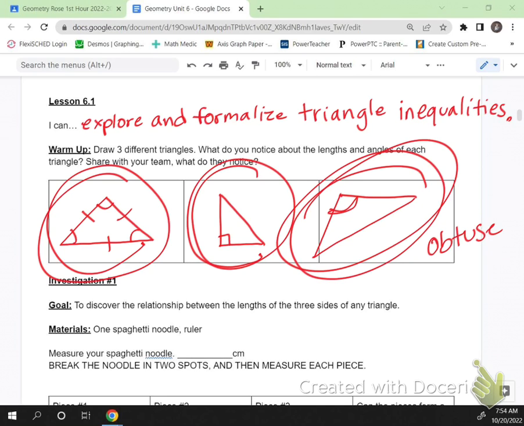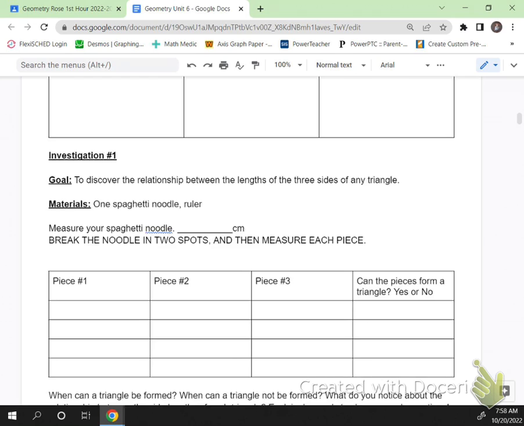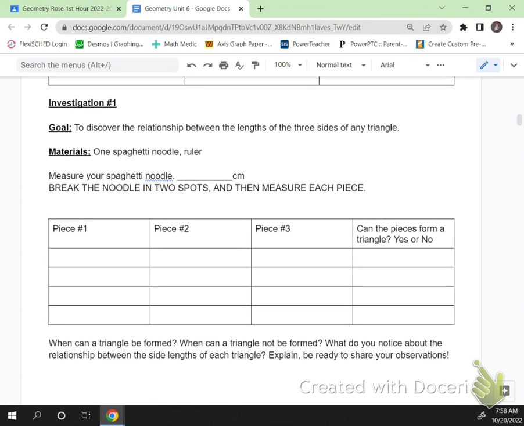Let's look at investigation 1. So our goal in investigation 1 is to discover the relationship between the lengths of the 3 sides of any triangle. So right now I'm going to pass out, everyone's going to get 1 spaghetti noodle. Please don't eat it, okay? The first thing you're going to do right here is measure your noodle in centimeters.